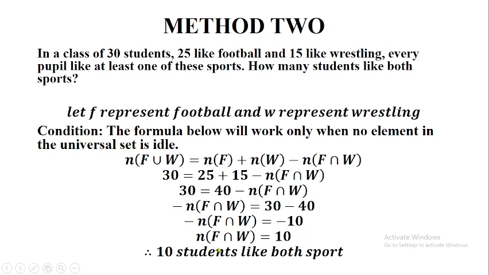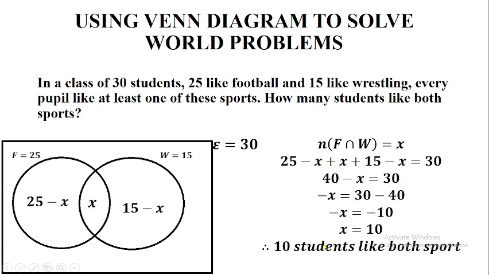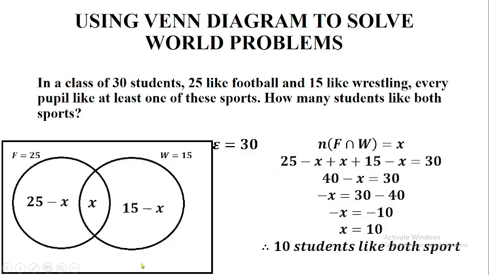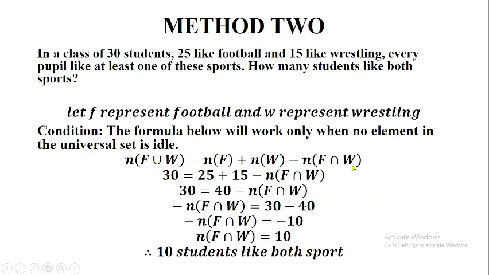Then minus will take care of minus. Then we have the number of elements in F intersection W, which is the number of students that like both, equals 10, which is what we got here as well. And you can see that the formula still works only because we did not have students that are idle in the universal set. If there are students that are idle in the universal set, that means you are going to use the Venn diagram to solve the question. You cannot use this formula. I hope I'm clear enough.